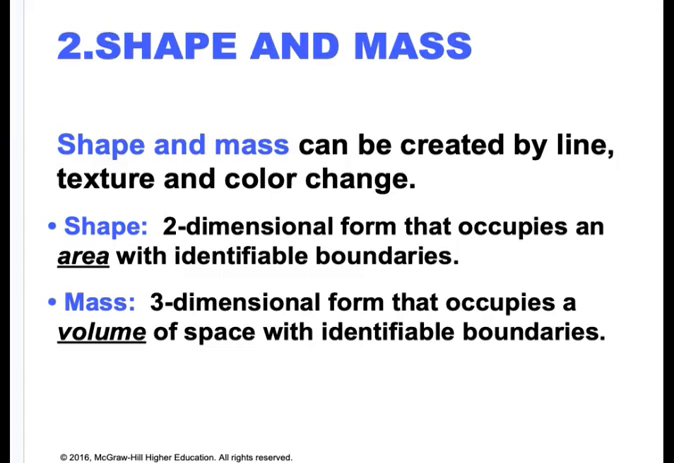Mass or form is a three-dimensional form that occupies a volume of space with identifiable boundaries. So they both, shape and mass, have identifiable boundaries, right? One is defining a flat shape, though, a flat object, and the other is defining volume of space.